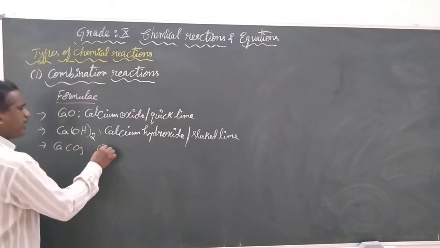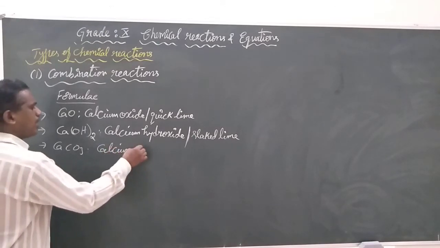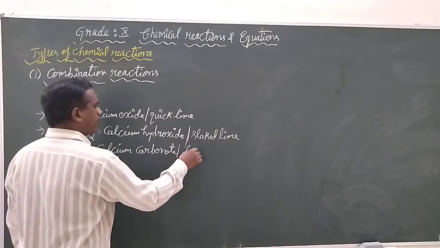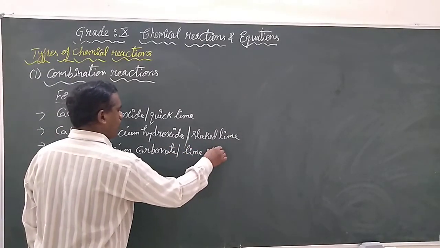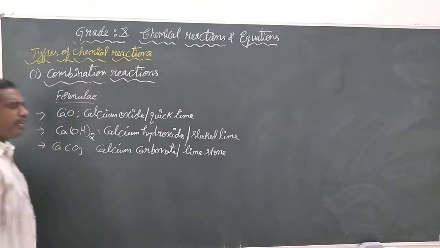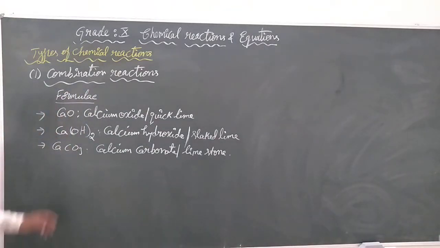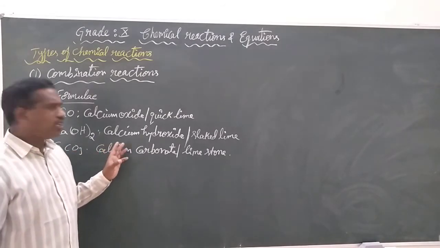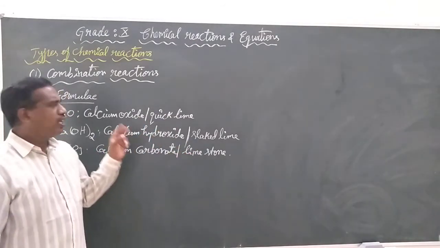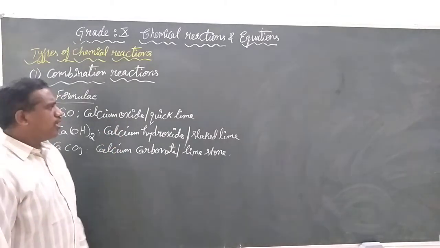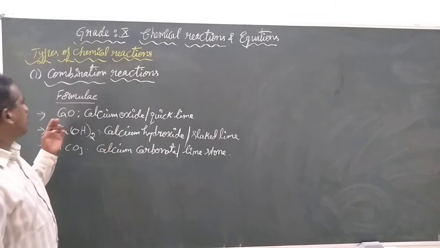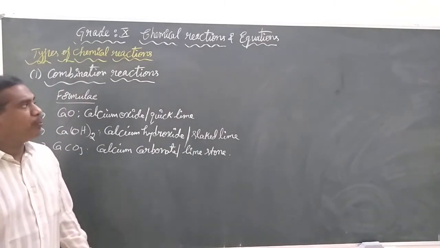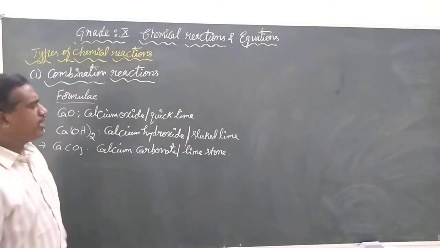CaCO3, calcium carbonate or limestone. So these are the three important general names and their chemical names. These are the general names. These are their chemical names. So let us start by using one of the starting compounds, calcium oxide, and see how to make our reaction complete.